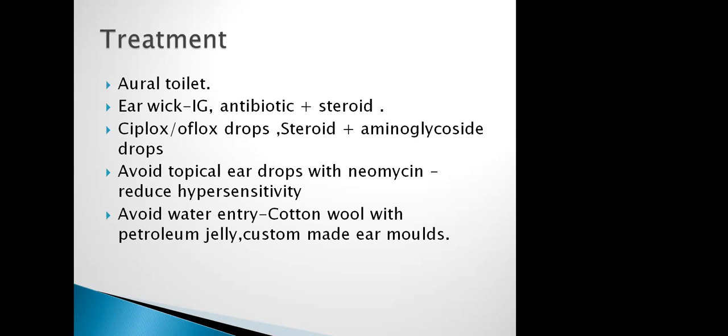How to prevent external otitis? Avoid water entry. This is otherwise known as swimmer's ear. For that, you can use cotton wool soaked with petroleum jelly, made into a round ball, and kept in the external auditory canal. Or for swimmers or those who go for diving, you can use custom-made ear molds. Drying the ear canal by using alcohol-containing preparations also prevents moisture. You can also use alcohol-containing ear drops to wipe the moisture.